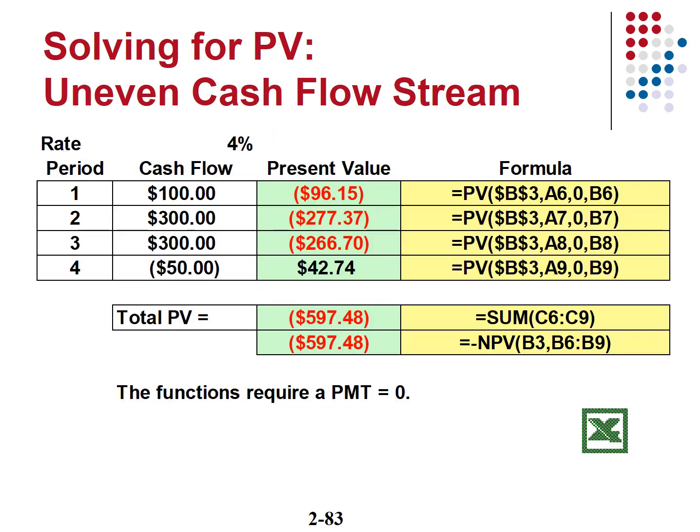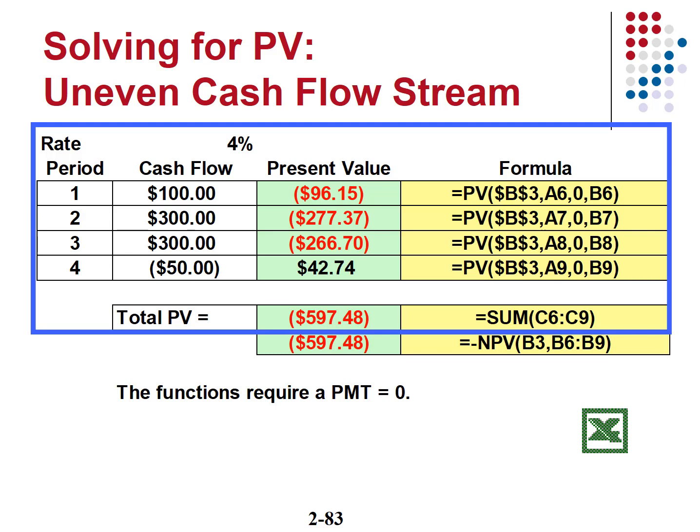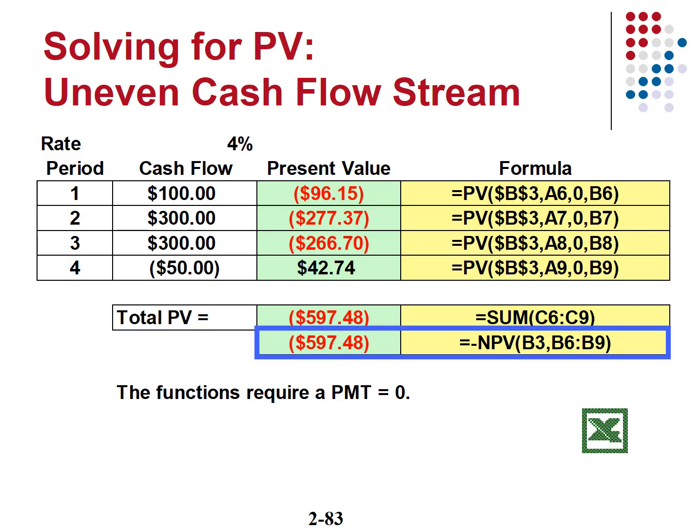Excel can also be used to solve for the present value of an uneven cash flow stream. One way would be to use the PV function individually for each cash flow and sum the results, much like using the TVM keys in the TI Business Analyst 2. Excel also has a built-in NPV function that can be used as well, but note that the range in the NPV function begins with cash flow 1, not 0.